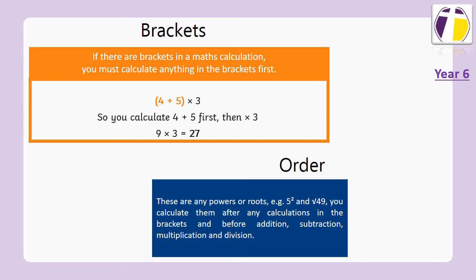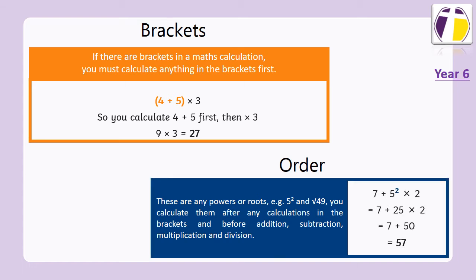If there are any powers or roots, e.g. 5 squared or the square root of 49, you calculate them after any calculations involving brackets and before the addition, subtraction, multiplication and division. 7 add 5 squared times 2. This is the same as 7 add 25 multiplied by 2. Once we've worked out that 5 squared is 25, we then have to do the multiplication part. 7 add 50 is 57. Here you can see we did 25 times 2 and then finally we did the addition.